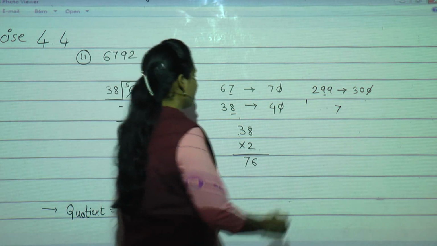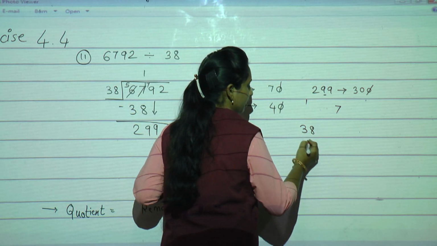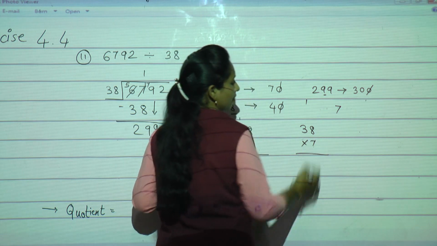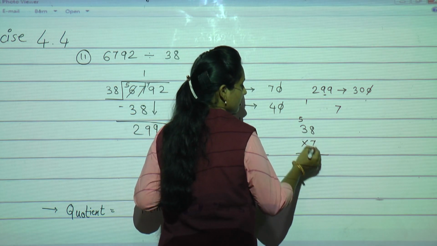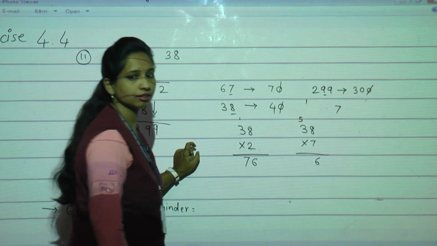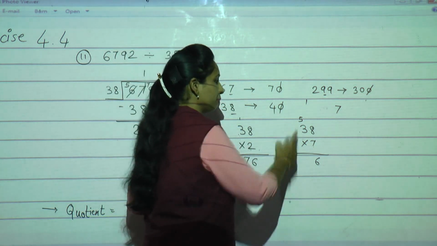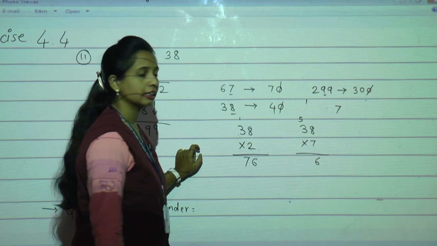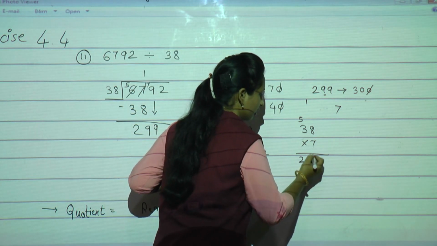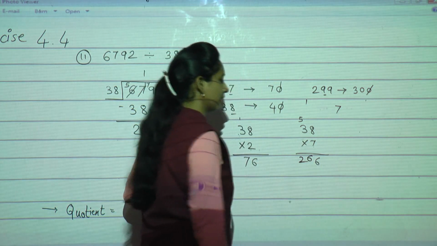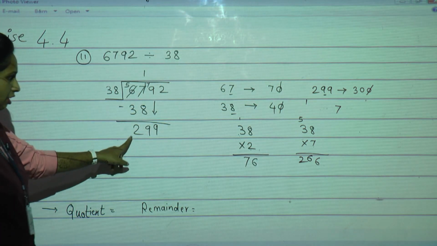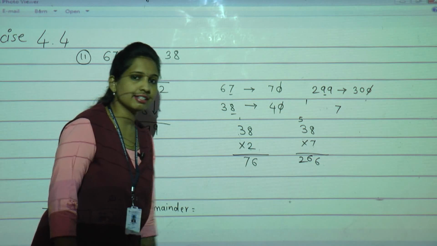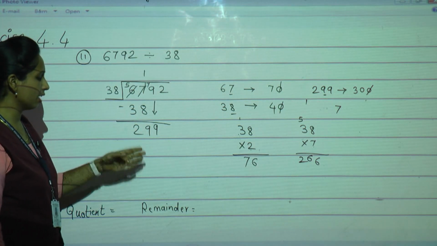Now we will do it with the actual number. 38 multiplied by 7. 7 8s are 56. 7 3s are 21. 21 plus 5? Tell me. 26, isn't it? We are searching for 299. Okay. So 266 can go from 299.